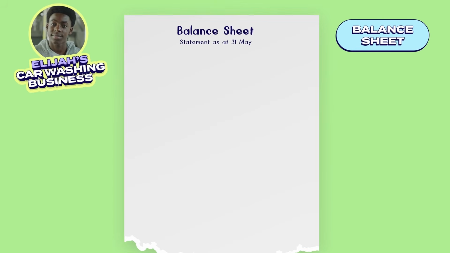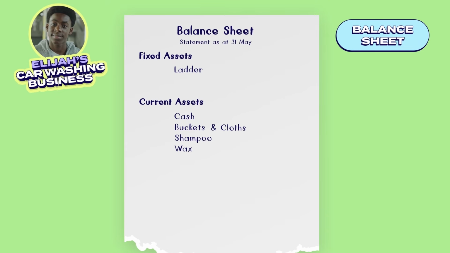In Elijah's business, his main fixed asset is his ladder, if he thinks it's going to last for the long term. His current assets are the cash he has in his bank, the buckets, the shampoo, the wax and the cloths. All of these assets, both the fixed assets and the current assets, are recorded at their cost on the balance sheet. Elijah's ladder, which is his only fixed asset, is placed on the balance sheet.